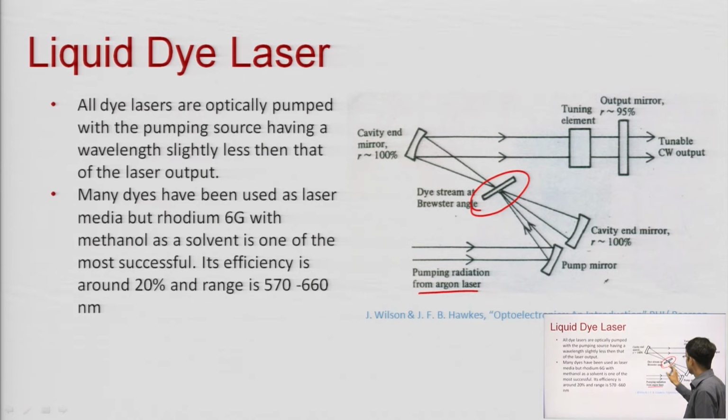So, by reflecting again and again we are getting amplification through stimulated emission, and after that what are we getting? We are getting output over here, continuous wave output, and we can tune it over here. There is a tunable element, and the output mirror is 95% reflective. So, 95% of the radiation will go back, and only 5% of the radiation we get over here. Okay. So, why do we need this? We need this to achieve stimulated emission. We need a sufficient amount of photons to get stimulated emission over here.